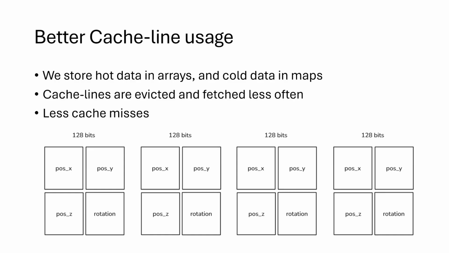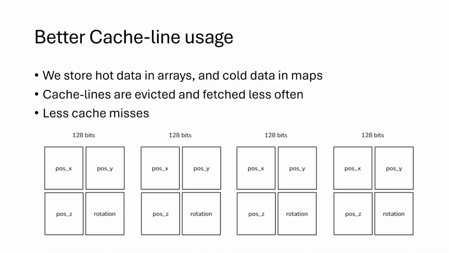So before it was 512 bits, 256 for each struct. Now we have only 128 bits for each struct. And so we have twice as many available in our cache line, which reduces the amount of misses. It means that evictions happen less often and we are fetching what we need more often.